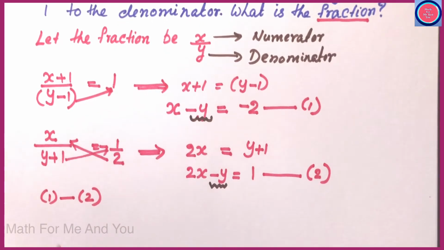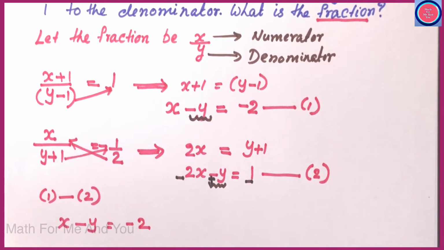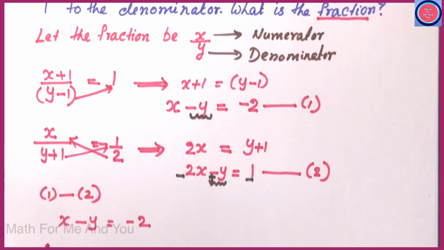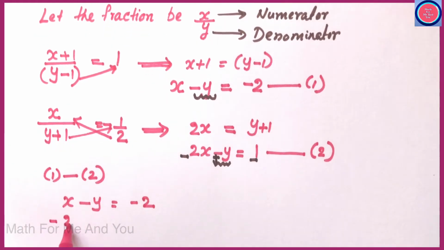Then what do we get? What is equation number 1? It is x minus y is equal to minus 2. Equation number 2 we subtract. Subtract means what? We change the sign of each term. When you subtract, 2x becomes minus 2x, minus y becomes plus y, and 1 becomes minus 1. So we are subtracting, then we get minus 2x plus y equals minus 1.